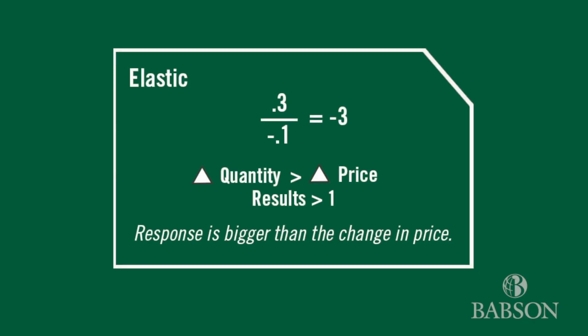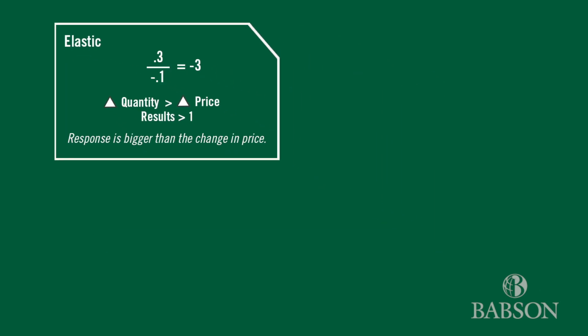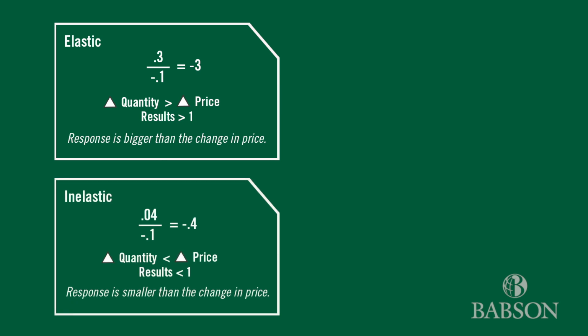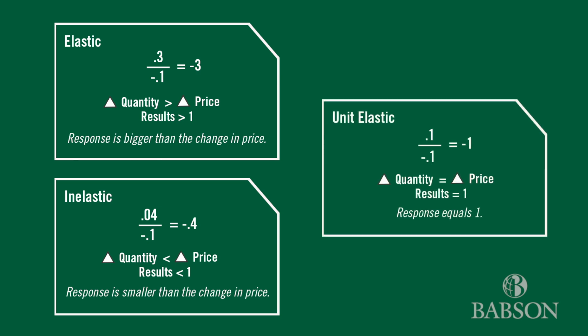We can also see from the formula that when the percentage change in quantity is larger than the percentage change in price, the result will be greater than 1. This is describing a situation where the response is bigger than the change in price, and this is called elastic because the quantity stretches more than the price change. On the other side, when the percentage change in quantity is less than the percentage change in price, the result will be less than 1. And this is called inelastic because the quantity doesn't stretch as much as the price change. If the two are equal, this is called unit elastic because the result will always be equal to 1.